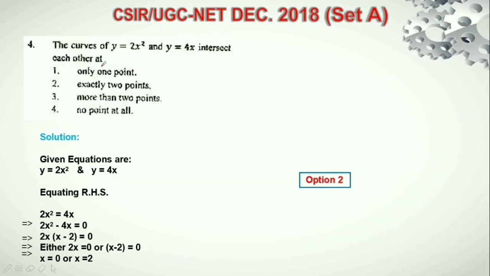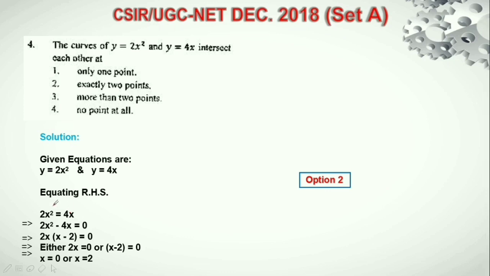Next question. The curves y equal to 2x square and y equal to 4x intersect each other at. So we have to calculate where these two curves will intersect each other. For this we just equate the right hand sides of the two curves. So that is 2x square equal to 4x.